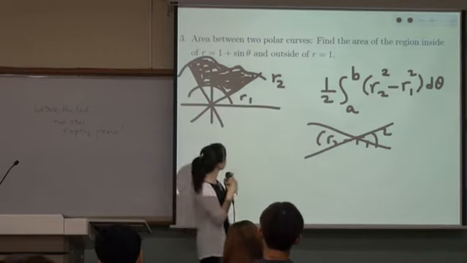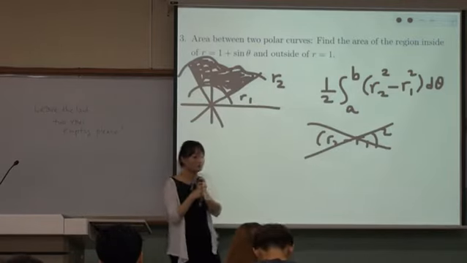Okay, so keeping that in mind, go ahead and draw these two things. R equal to 1 plus sine theta and R equal to 1. Go ahead.